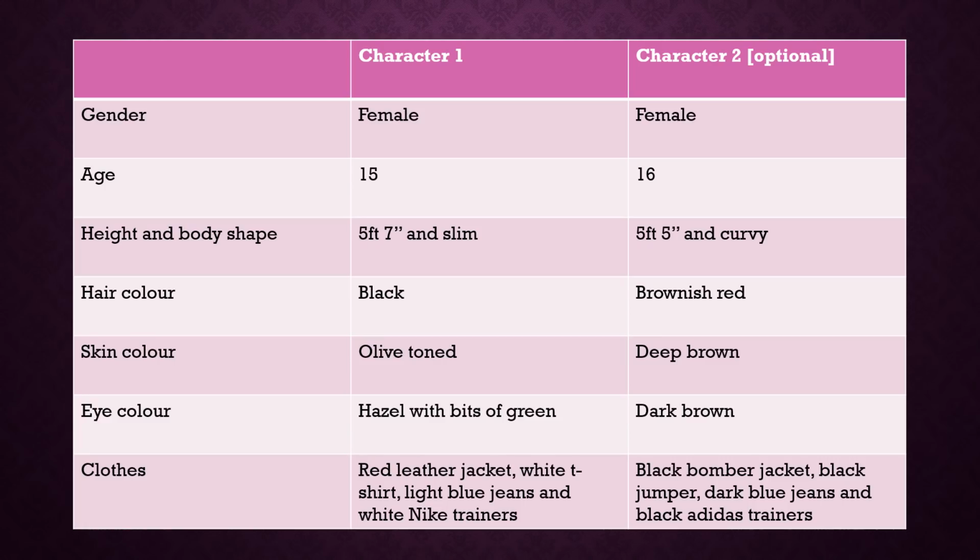The second character, character 2, which is optional, is also female. She's 16, 5'5" and curvy. Her hair colour is brownish red, her skin colour is deep brown, her eye colour is dark brown, and her clothes are a black bomber jacket, black jumper, dark blue jeans and black Adidas trainers.